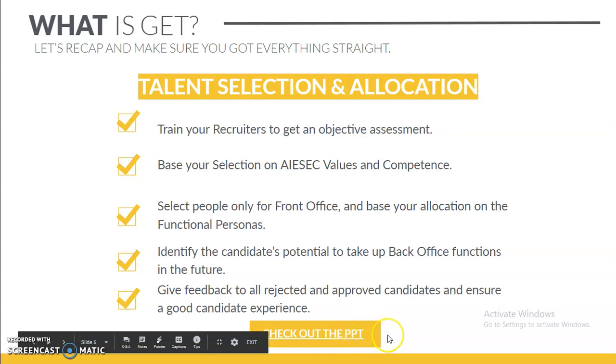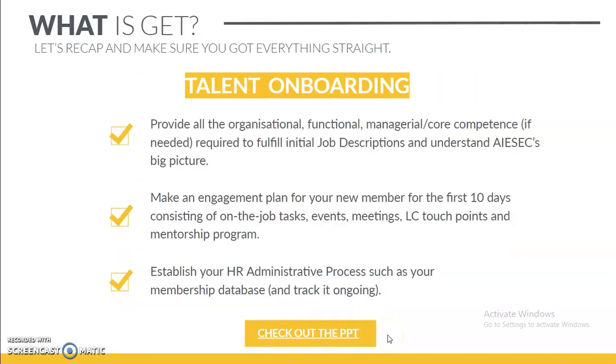Moving forward, the last step of recruitment and get process is talent onboarding. So talent onboarding refers to the first 10 days after these new members were selected to be part of ISEC. And in these first 10 days, they're going to have different activities and trainings on functional knowledge according to the area that they were allocated in, but also related to what is ISEC as an organization.